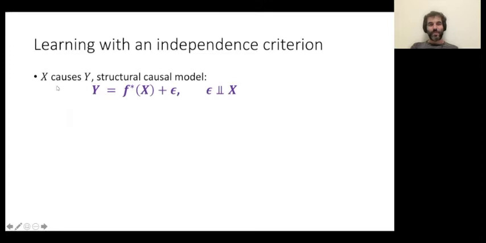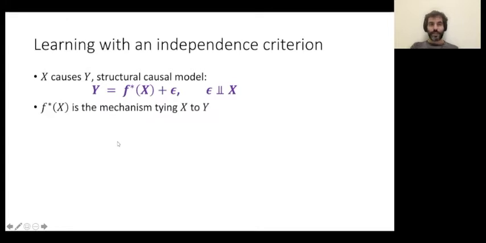So what happens if X causes Y? We can sometimes write Y in the following way: Y is equal to f star of X plus epsilon. So f star of X, we can think about as a causal mechanism taking X and turning it into Y. And epsilon is some noise. And we assume that epsilon is independent of X, right? That's what makes it noise.